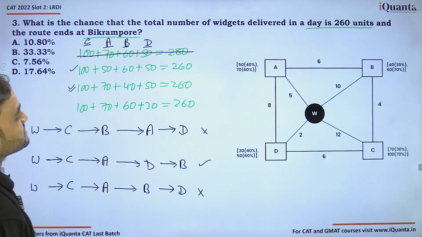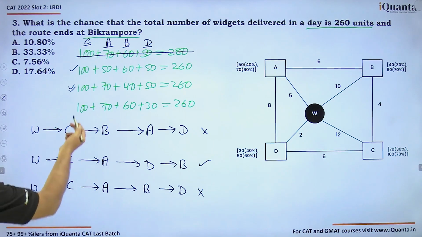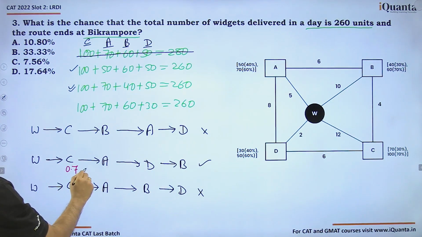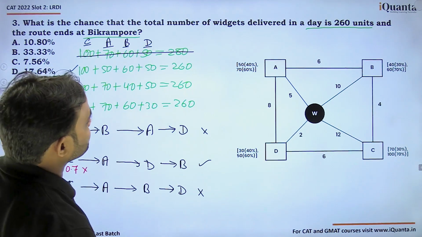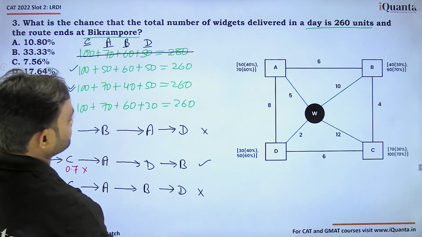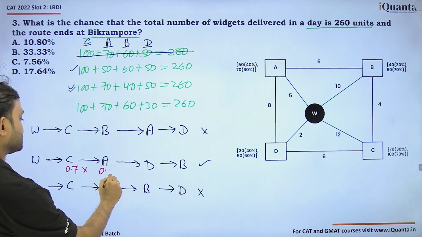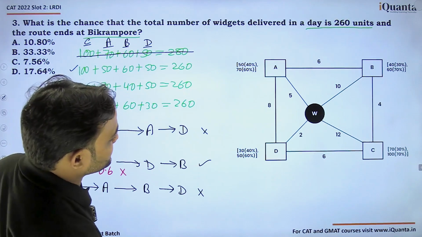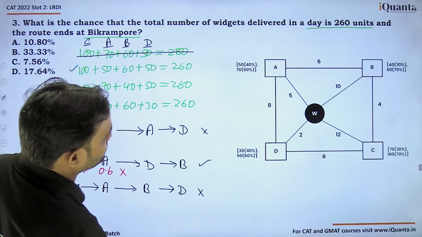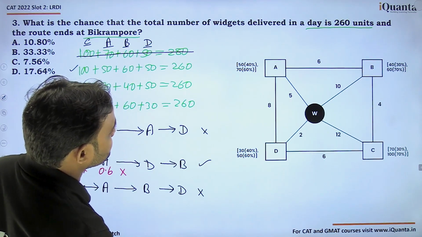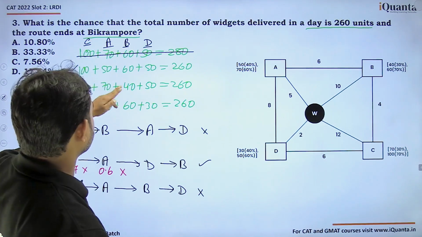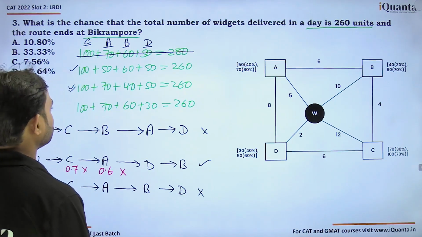So what are the chances? Demand is 100 at C, chance is 0.7. And at A, demand is 70, chances is 0.6. At D, demand is 50. So chances are at B. At B, demand is 40, right? Demand is 40.